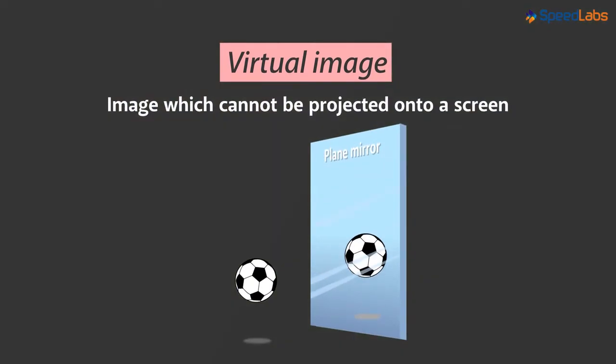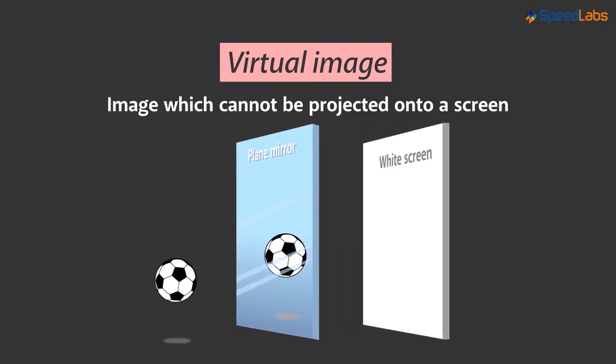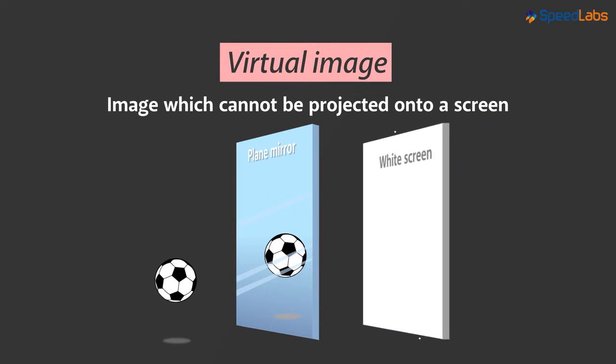In a plane mirror, the image appears to be formed behind the mirror. But if I keep a screen such as a white cardboard sheet anywhere behind the mirror, then the image will not be projected on the screen. This is true for any position of the screen and a mirror. A virtual image is never projected on a screen. What do you think can be the reason for this?